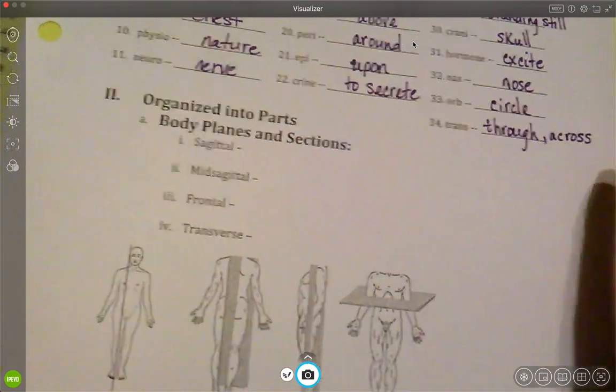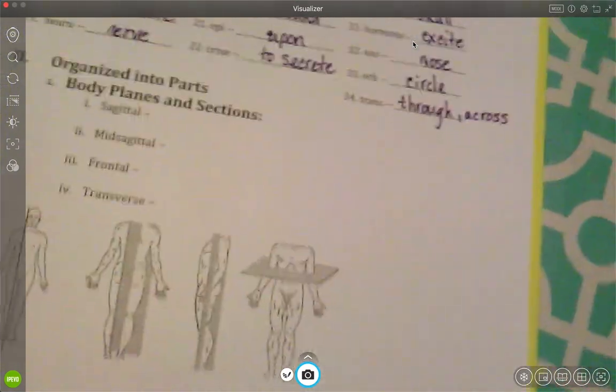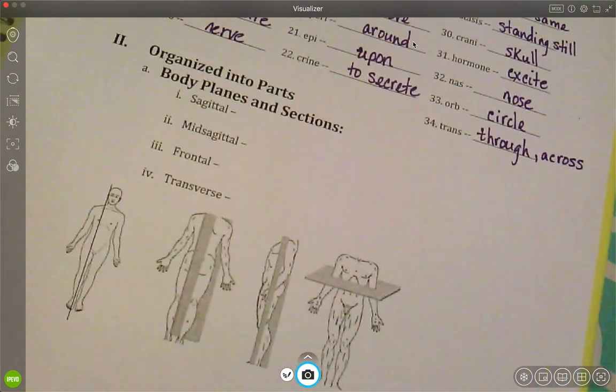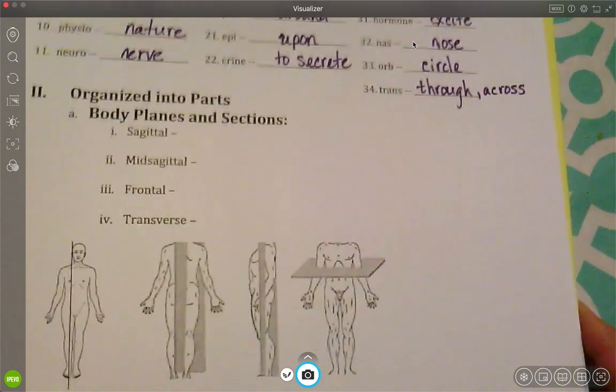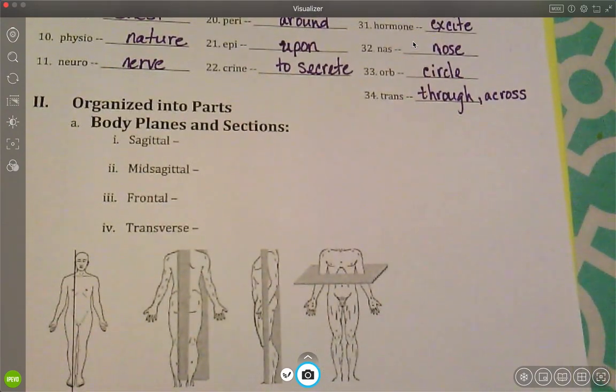All right, so we are looking at the different parts that we can divide the body into. This is something that we already did with the gummy bears. We're just going to come up with some formal definitions to be able to label this.